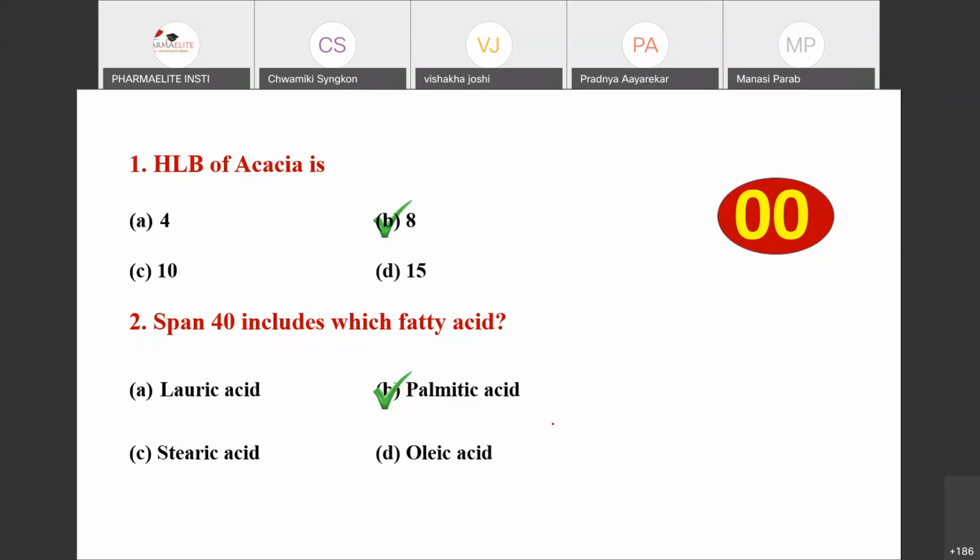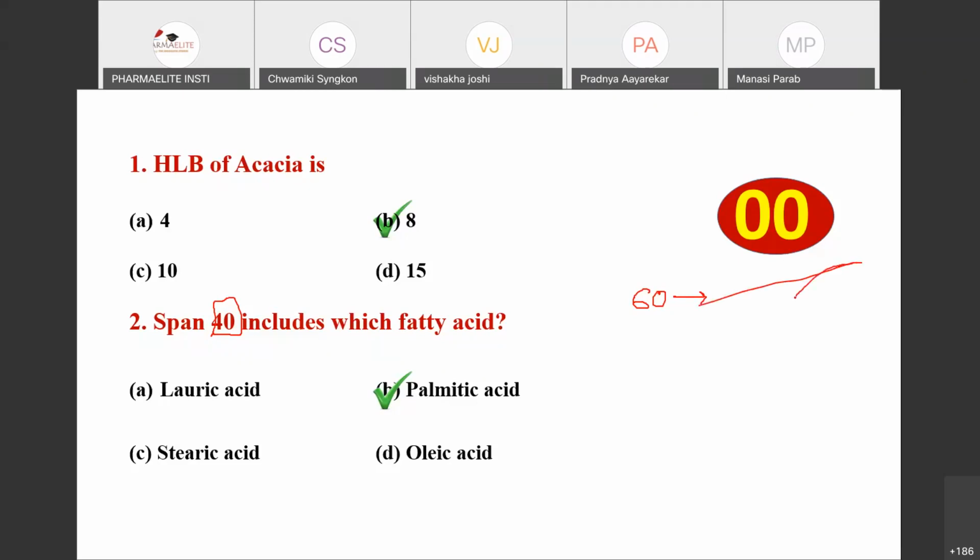If I say 40, 40 would always mean that it is palmitic acid. Let it be Tween or let it be Span, it would always be palmitic acid only. If I say Span 60, to kya hoga wo?